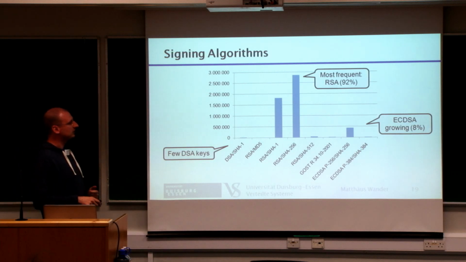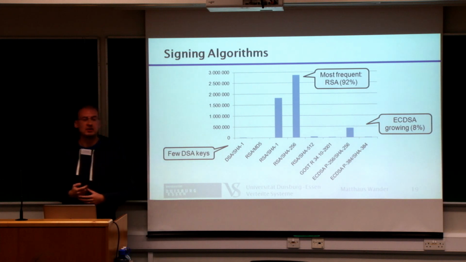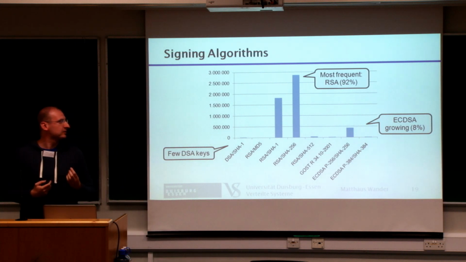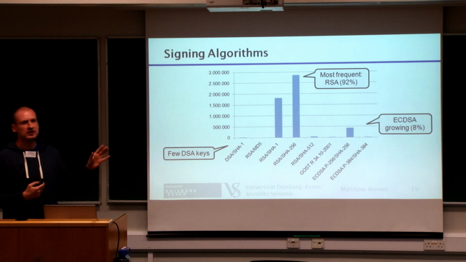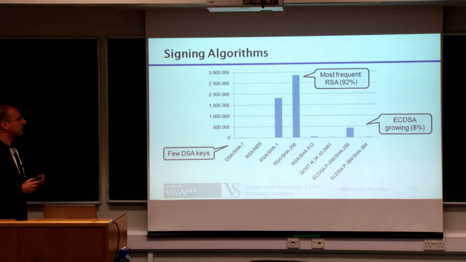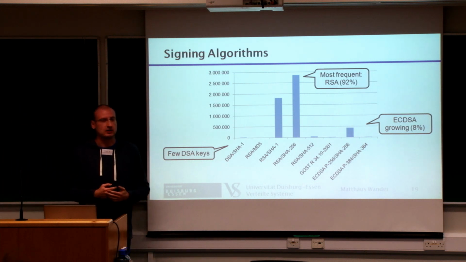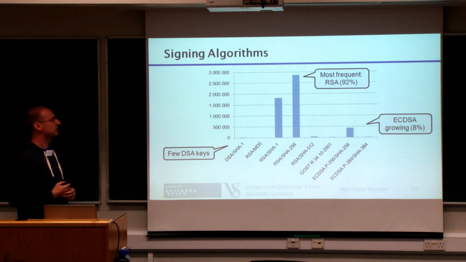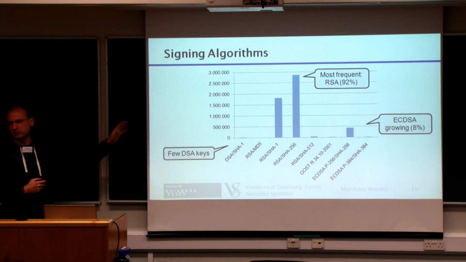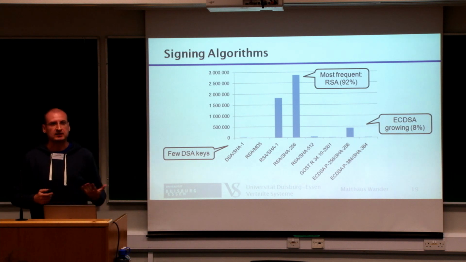So there is another signing algorithm, ECDSA, which is based on elliptic curves. And this hasn't been specified for a long time. I think it has been specified like 3 years ago or so. But the adoption has been growing. So it's now 8% of all second-level domains are using ECDSA. 2 years ago, this was like 0%. So it has been growing. ECDSA is getting more and more popular.